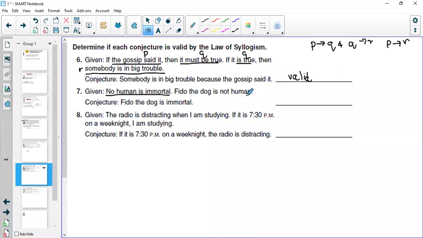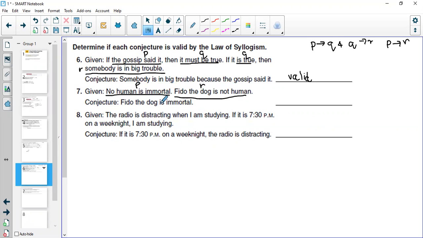So Fido the dog is not a human. No human is immortal is P. Fido the dog is not human. So there is something missing here, isn't it? They did not give "no human is immortal". What will happen if no human is immortal? They did not give that. Again, they skip to another statement saying Fido the dog is not a human. So we do not have a Q here.